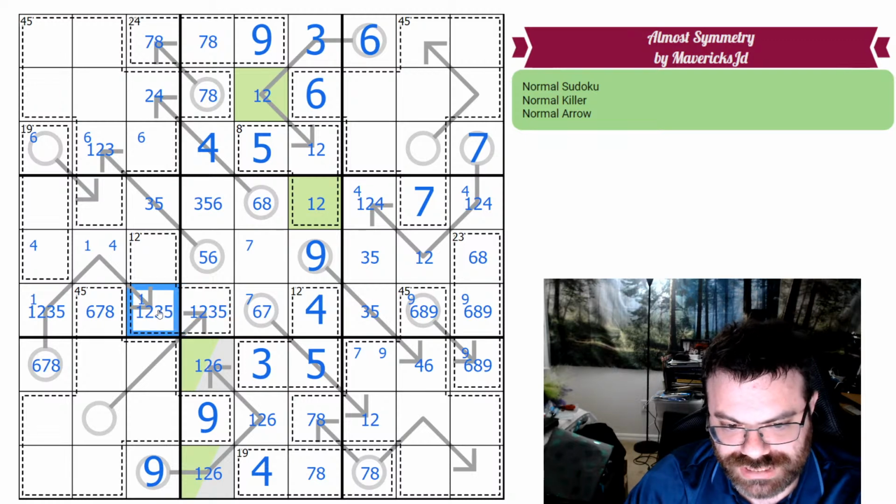So this can't be 9, so this can't be 1, 2. If this were 1, 3, this would be an 8. If this were 1, 5, this would be a 6. If this were 2, 3, this would be a 7. If this were 2, 5, this would be a 5. I don't know if this is worth it. If this were 3, 5, this would be a 4.